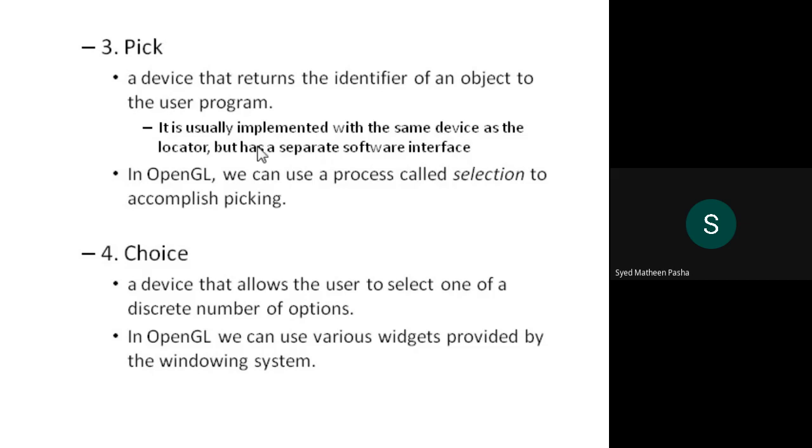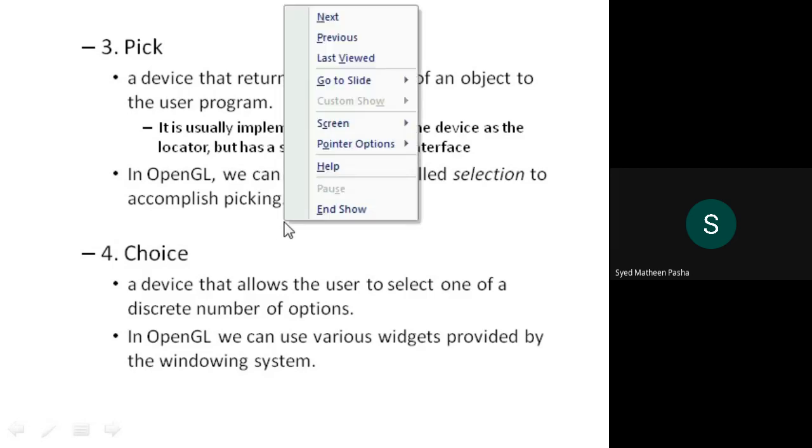Then another device called choice. These are some of the devices which are being used with respect to OpenGL. So there is a choice. It is nothing but a device that allows the user to select one of a number of options. That is, if I right click here, there are some options given to this option.